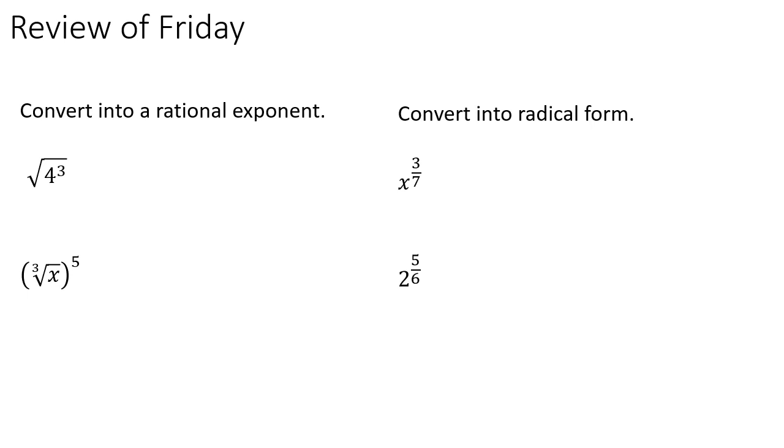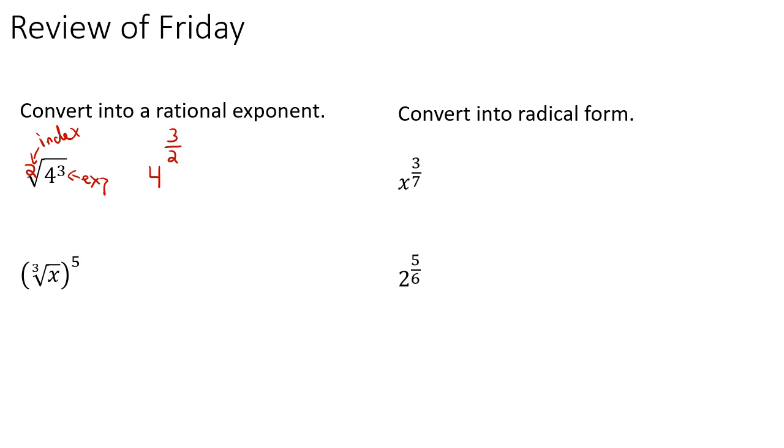If you start off with a radical, I want you to write it as a rational exponent. Don't forget it's going to be exponent over index. So this is your exponent, that's your index. If you don't see an index, it is a 2. So your answer would be 4 to the 3 over 2. That would convert it from a radical to a rational exponent.